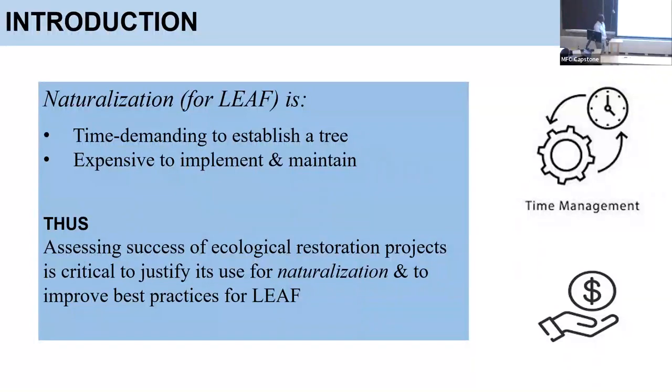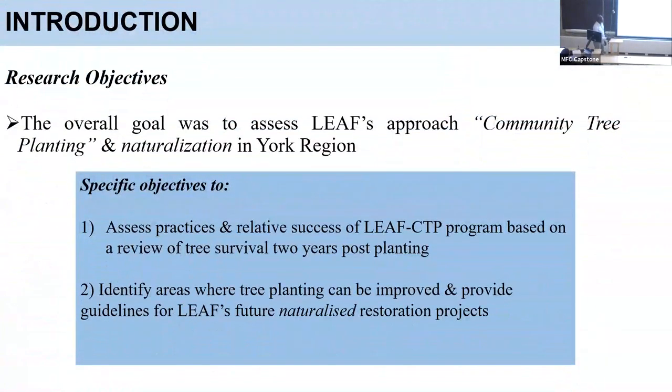Thus, assessing the success of ecological restoration projects is critical to justify their use for naturalization and to improve best practices for LEAF. The overall goal of this project was to assess LEAF's approach to community tree planting and naturalization in North York, while the specific objectives include assessing practices and relative success of the LEAF CTP program based on review of tree survival for the past 2 years post-planting, and identifying areas where tree planting can be improved and providing guidelines for LEAF's future natural restoration projects.